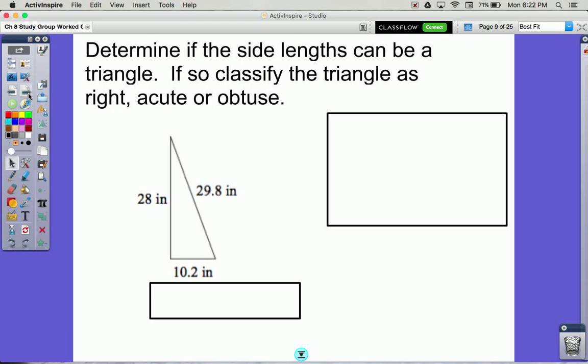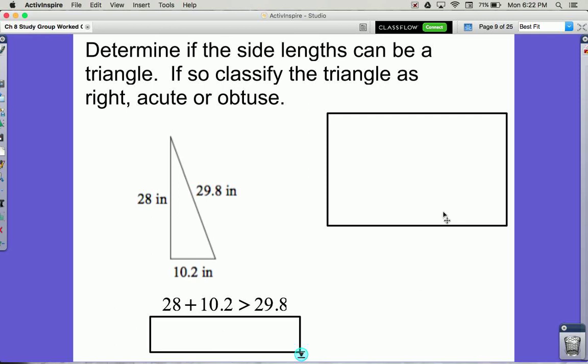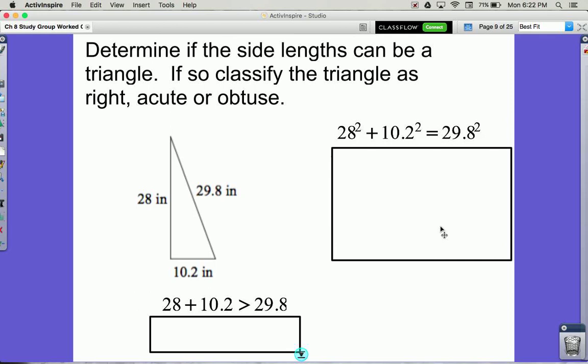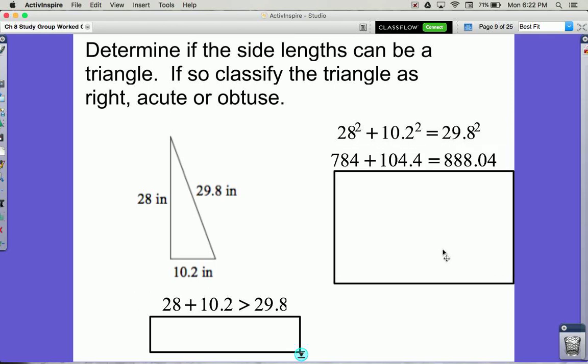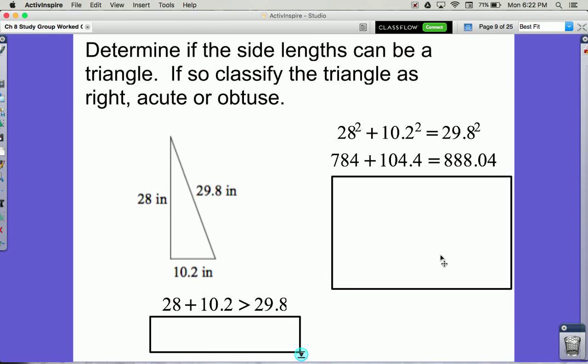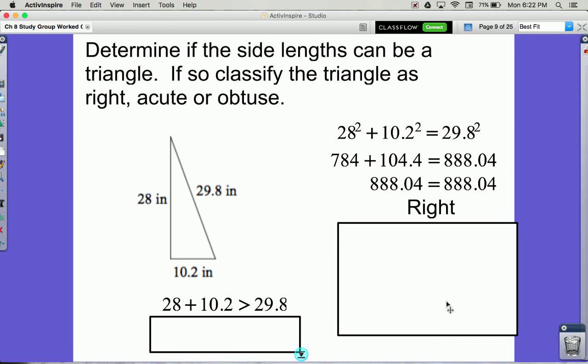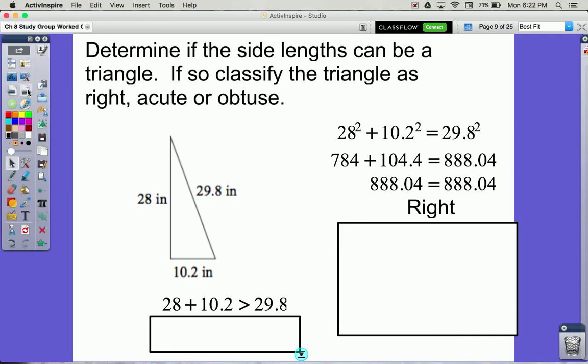And in this last one, we need to make sure that 28 plus 10.2 is greater than 29.8, and it is. So 28 squared plus 10.2 squared equals 29.8 squared. So 784 plus 104.04 equals 888.04. 888.04 equals 888.04. So this is a right triangle.